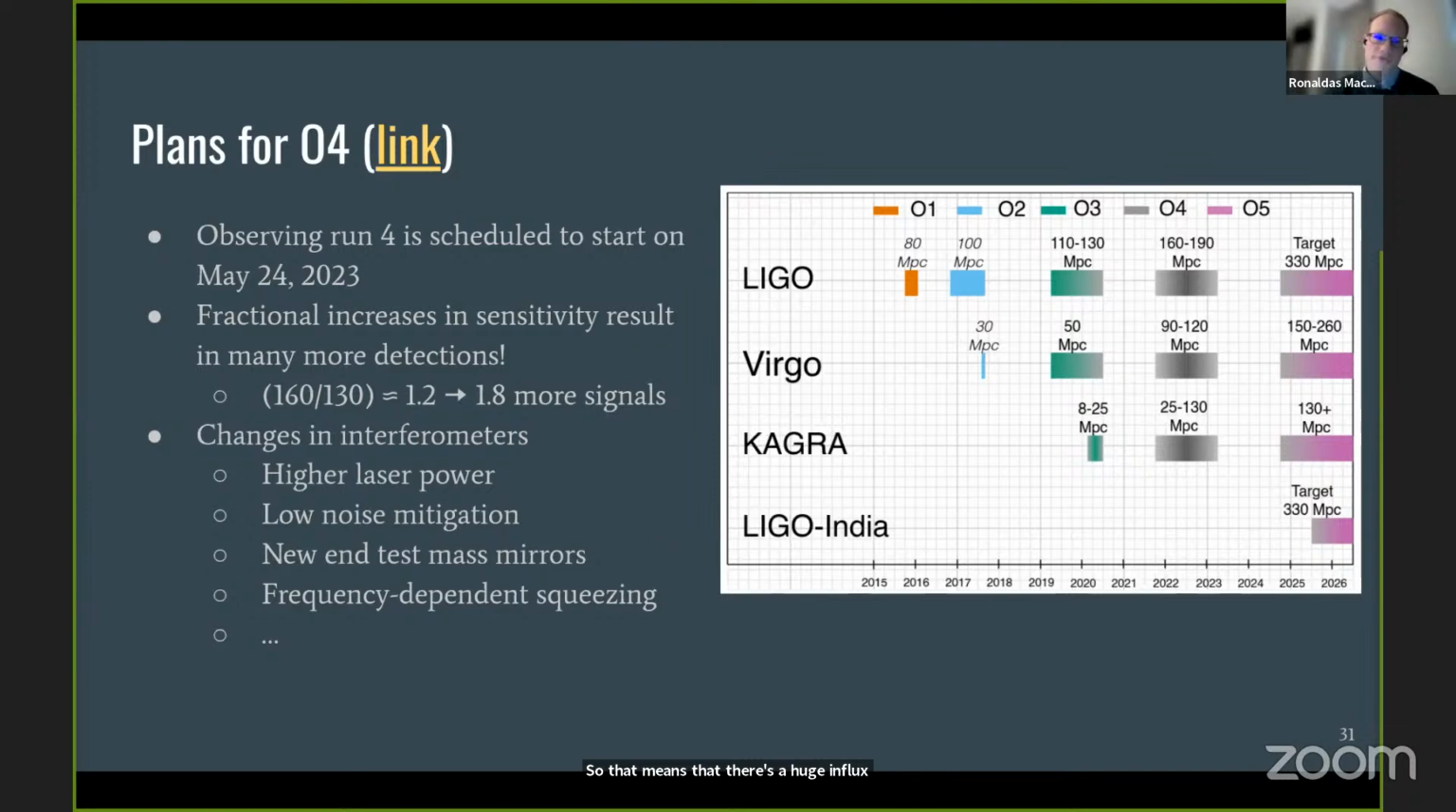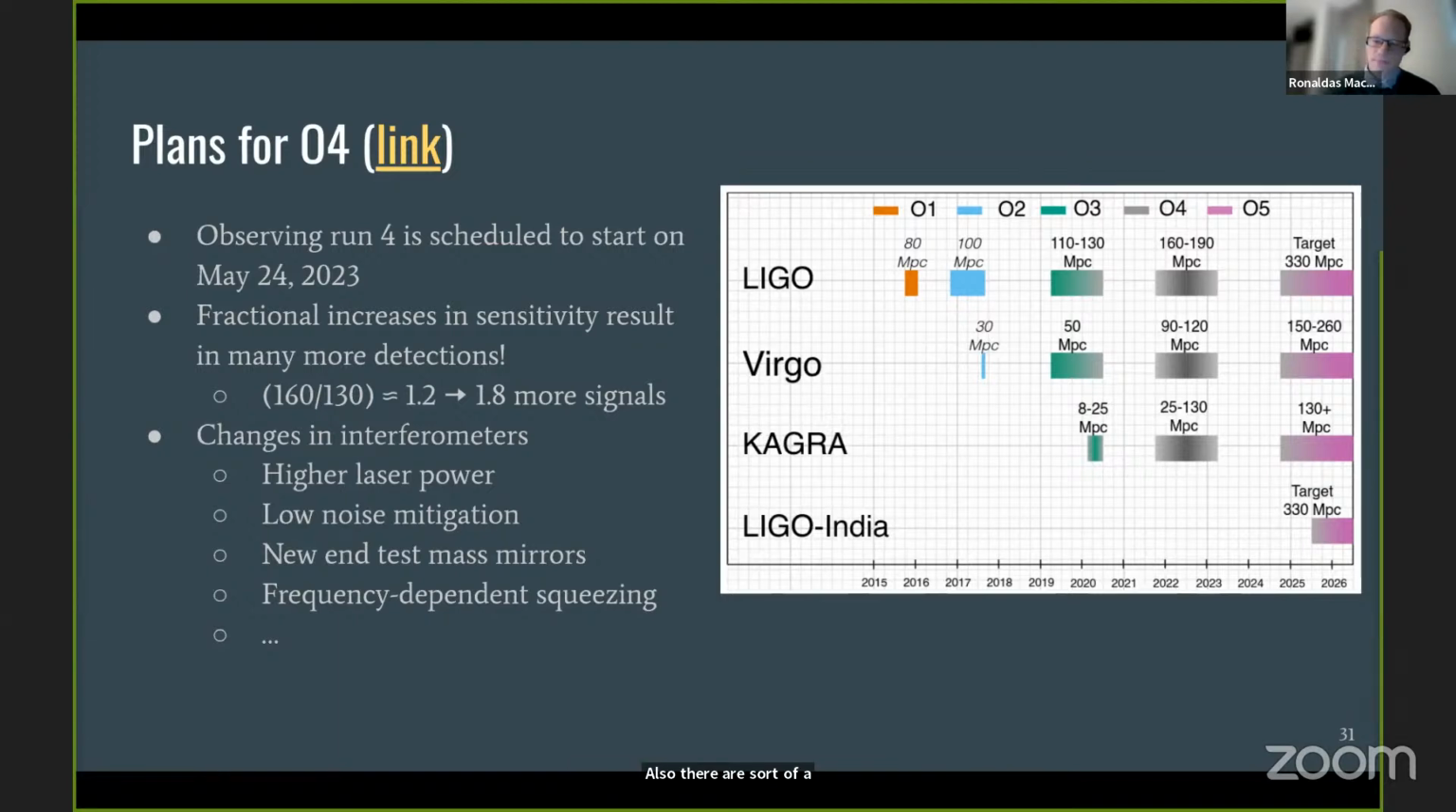And in order to achieve this additional sensitivity, there were multiple things that were changed. So we tried to increase laser power. We also tried to remove low noise sources that you saw at lower frequencies. Then we also installed new mirrors because there were some problems with the previous mirrors. And then we also added frequency dependent squeezing, which is a very complicated topic. I'm not really an expert in that myself, so there's a reference later on that. But we made a lot of changes to the detectors to be able to have that 20% increased sensitivity.